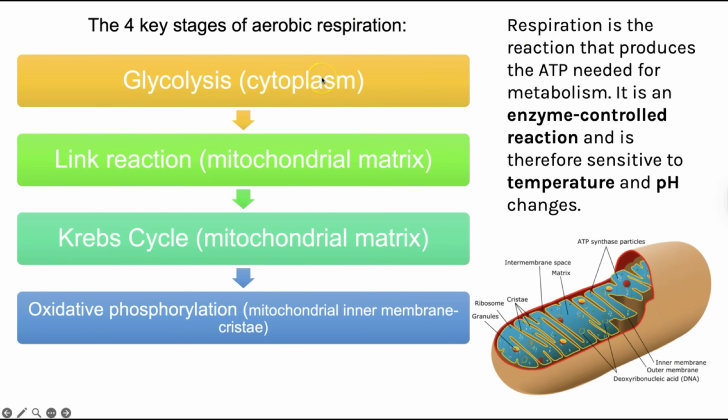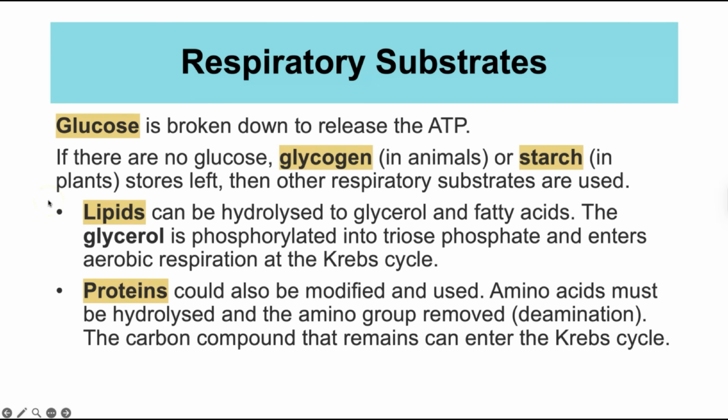And this is an enzyme-controlled reaction, so it is sensitive to temperature changes and pH changes. The respiratory substrate typically is glucose, and that is broken down through the reactions and it will release ATP. But if there's no glucose, then glycogen in animals could be hydrolyzed into glucose, or if it's a plant, then the starch could be hydrolyzed into glucose. Now, if there's no glucose or glycogen in animals or starch in plants, then the next option is other biological molecules will need to be used.